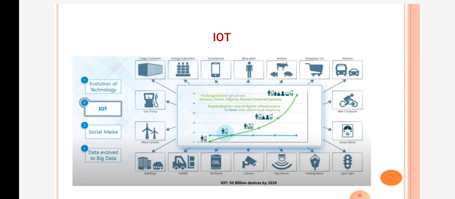And you can see how the graph is getting incremented day by day. It says there are 6 things online per person: sensors, smart objects, device clusters and systems. See how each and every person gets connected day by day. A single person generates a large amount of data. So think about that: if a single person can generate a large amount of data, then with millions of people, how much data can be generated.